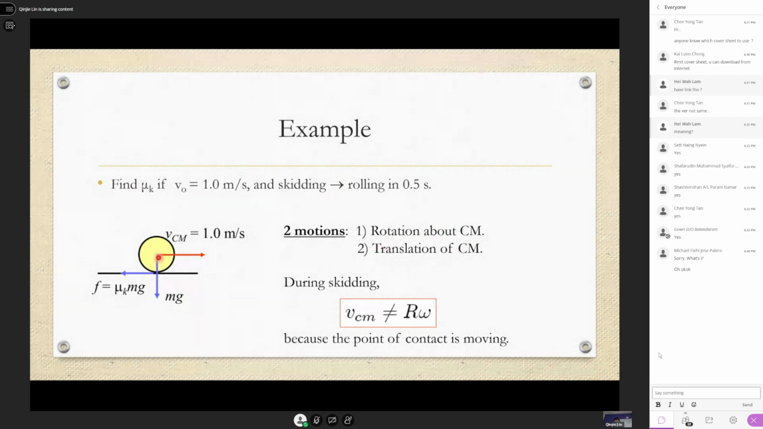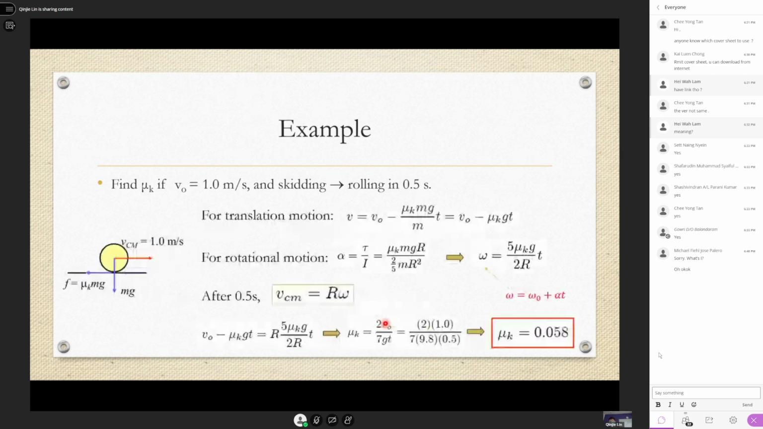So this is the free body diagram for the start. It starts with V CM equal to 1 meter per second. But at this point in time, it is also sliding. So if something slides, you're going to get a friction force in the opposite direction. Of course, mg will always be there. If you want to draw forces, draw everything, mg will be there. Okay, so during skidding, V CM is not equal to R omega.